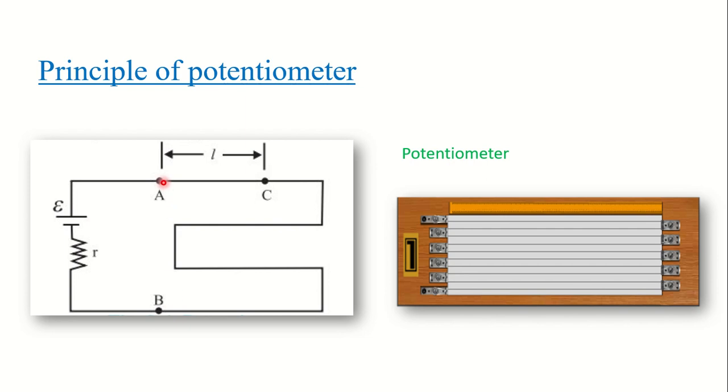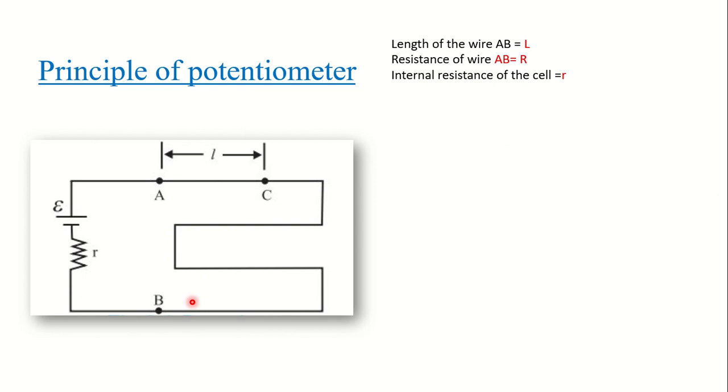The point A represents the starting point and B represents the end point of the potentiometer wire. This is A and this is B. You cannot show so many wires here, so you simply show it like this, which represents a potentiometer. Now we will move further to the explanation of the principle.